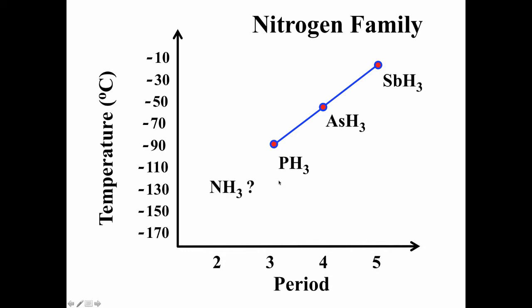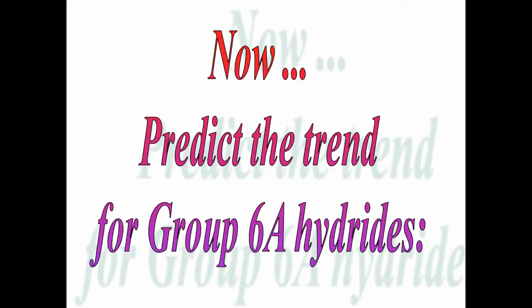Let's check. So is that where NH3 is? Oh my goodness, there's NH3. It actually has a boiling point of something like negative 20 degrees Celsius. Wow, that trend doesn't seem to be followed for the NH3, although it's followed for the other substances in this family. So what's going on? Well, let's hold off on that for a moment, and let's try a different group. Maybe this is just an anomaly.